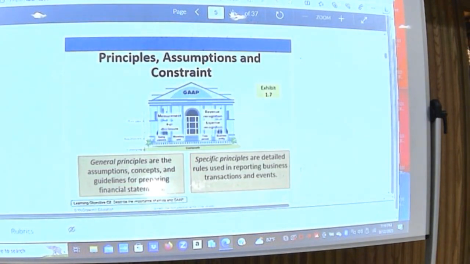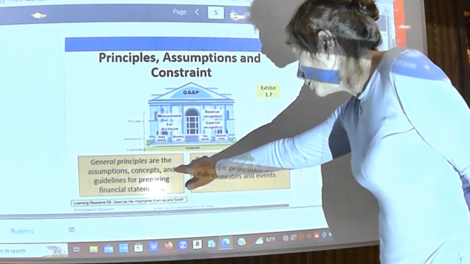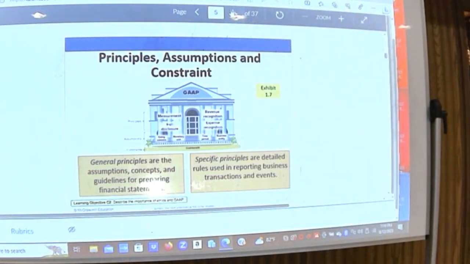Principles, assumptions, and constraints. Okay, general principles gives a definition right down here. Assumptions, concepts, guidelines, specific principles, those would relate to particular business transactions or maybe an event.